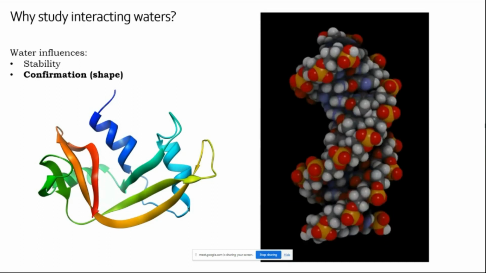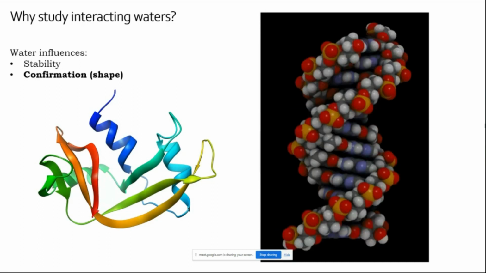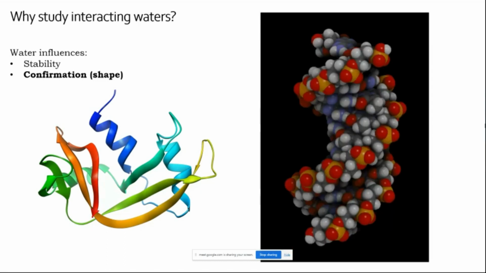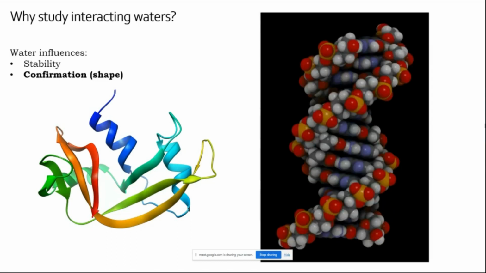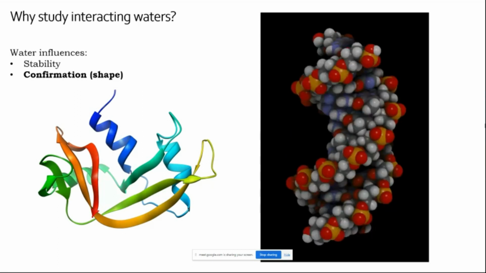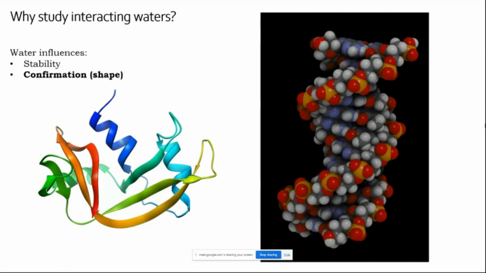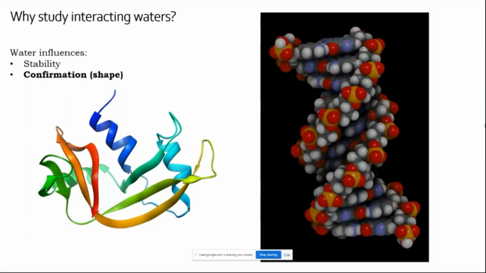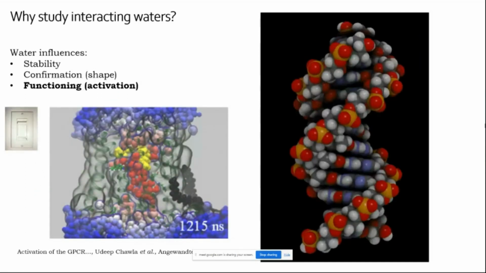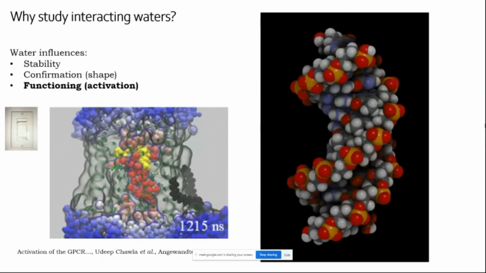From now onwards, I'll use conformation, which is the more technical word. Also, to initiate the folding process itself, it is known that water actually contributes to that. And functioning also gets affected by water.